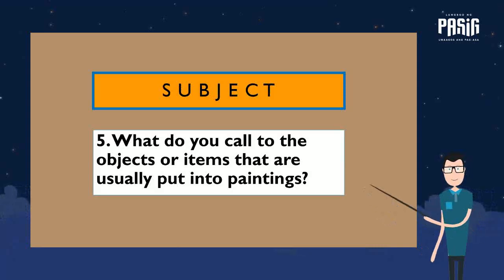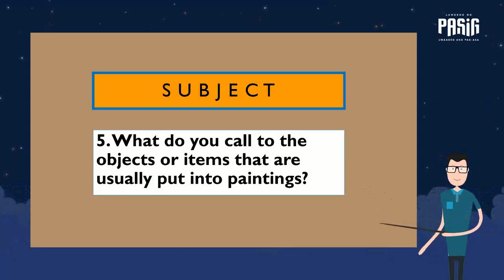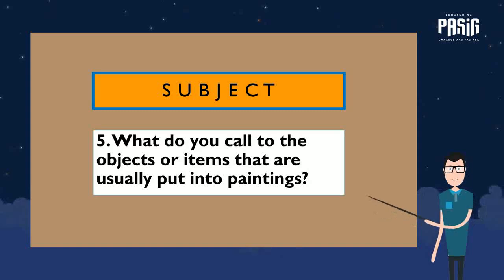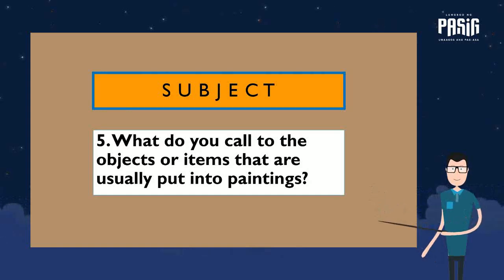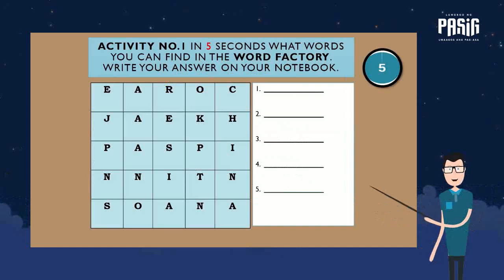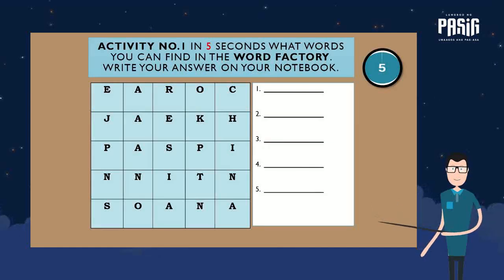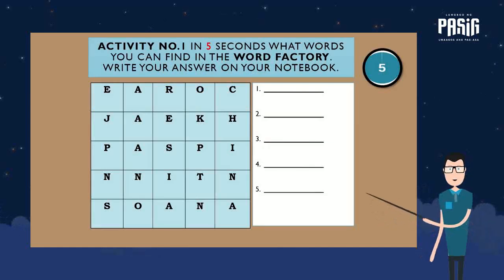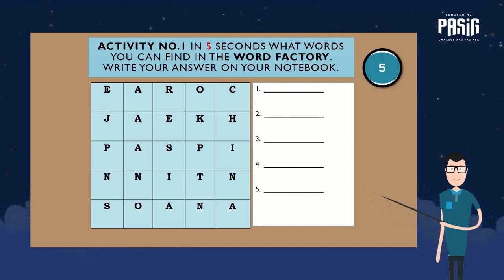How much score did you get? Did you get a perfect score? Now, whatever score you got, that is fine, as long as you have done your best. Before we start our discussion, let's have first this activity. In 5 seconds, what words can you find in the word factory? Write your answer on your notebook. Let's start. You have 5 seconds. Go!